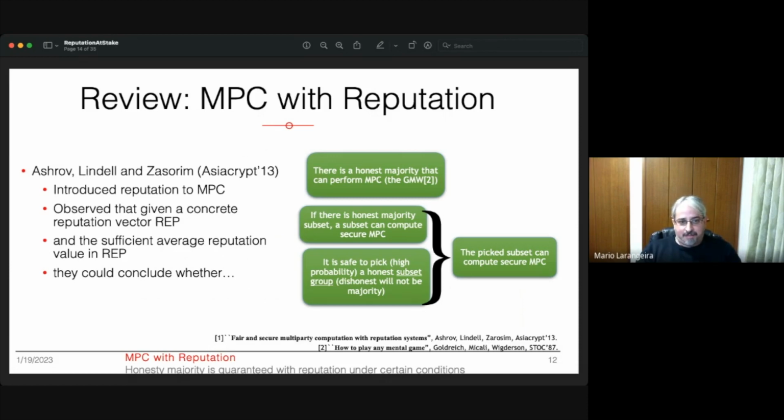And the one in the column of the three boxes, the one in the bottom, is that you can actually safely pick this subset in practice. And of course, these two results add that in a subset with that vector, you can do MPC. So the first one in the bottom is like you can sample a set, and the other deals with a subset. Basically, you look at the reputation vector, and you can select a group with honest majority, with high probability. It doesn't say anything about how you construct the vector, though. It just says, if the vector has this property, good, then you can do all those nice things. That's it.